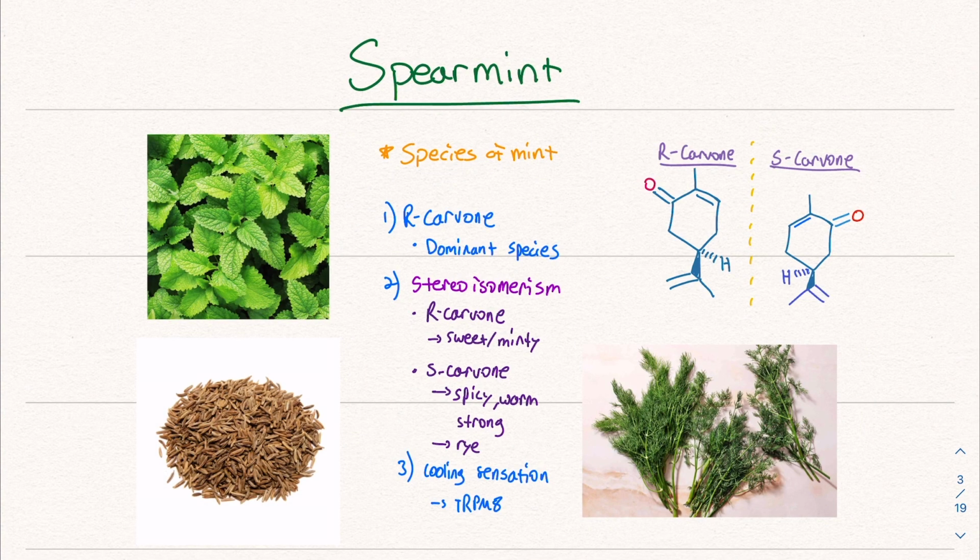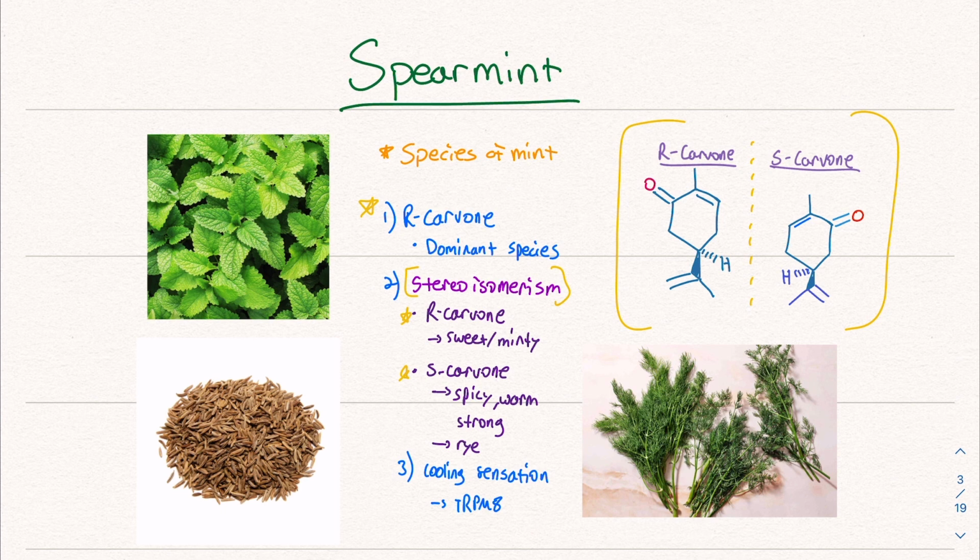Next up, we're going to talk about spearmint, the other common species of mint. The dominant chemical in spearmint is called R-carvone. The really interesting piece to this is something called stereoisomerism, which we'll talk about today. We have these two molecules, R and S-carvone, if we go over here.